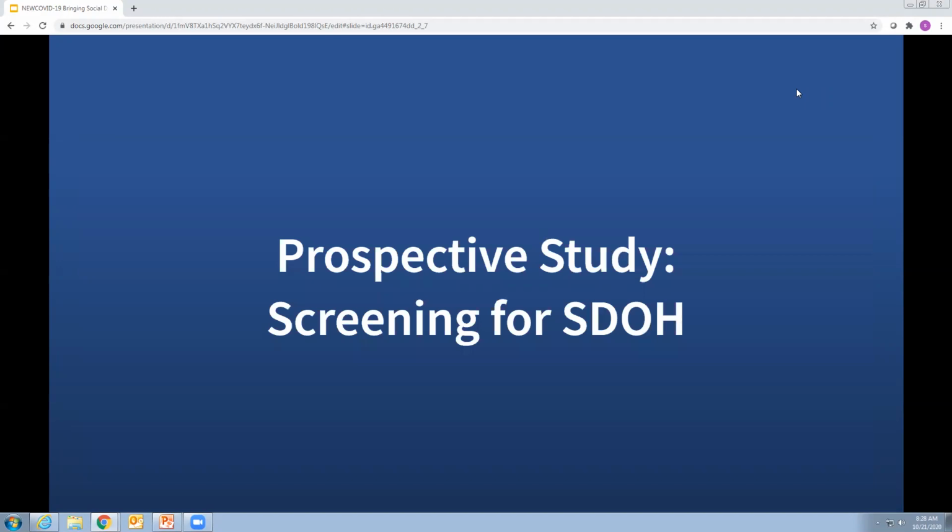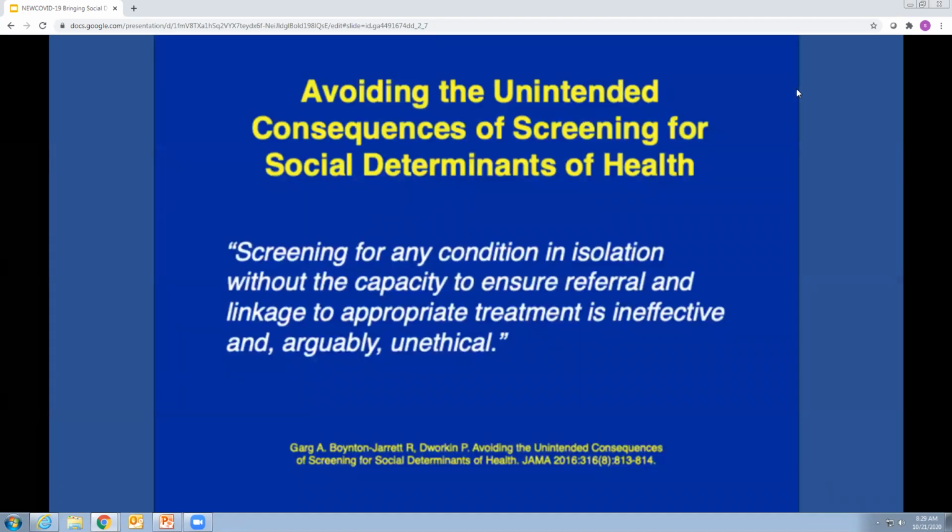So on to our prospective study. This is what we're doing currently in our ICU. We are screening for social determinants of health, but before doing so, we really did put a lot of thought and effort into screening. As you know, you can't just screen, right? It's unethical to just screen. And so we took this tenet to bear. Screening for any condition in isolation without the capacity to ensure referral and linkage to appropriate treatment is ineffective and arguably unethical. And we really took this to heart.